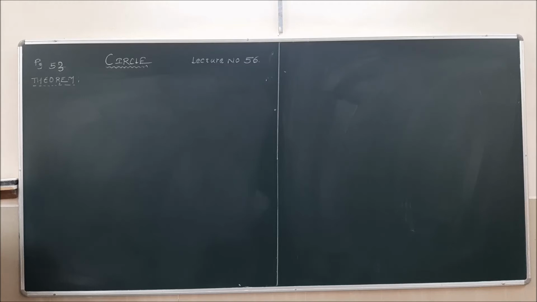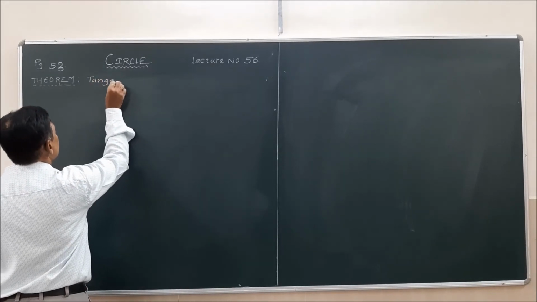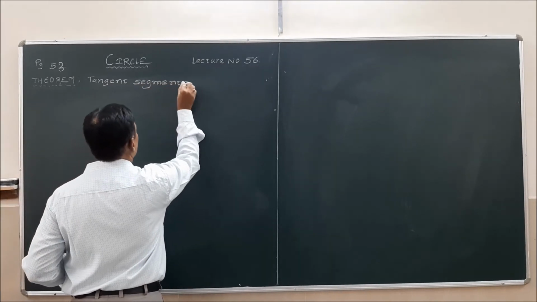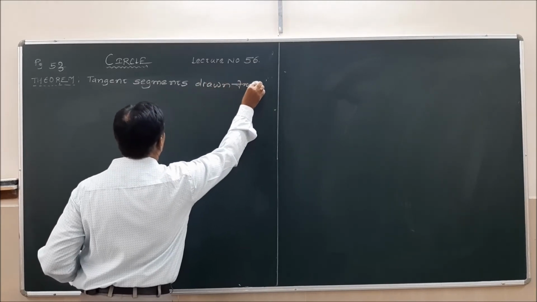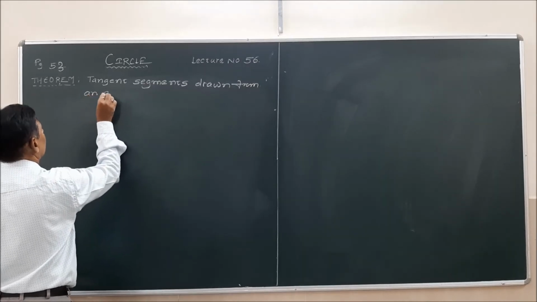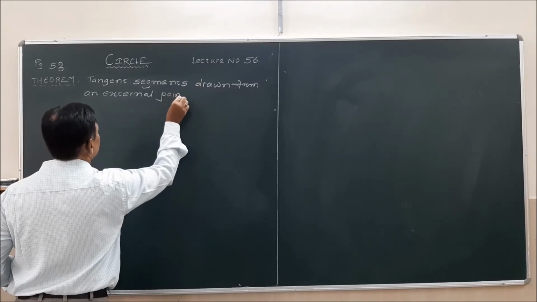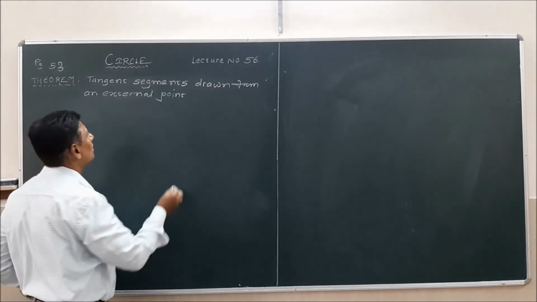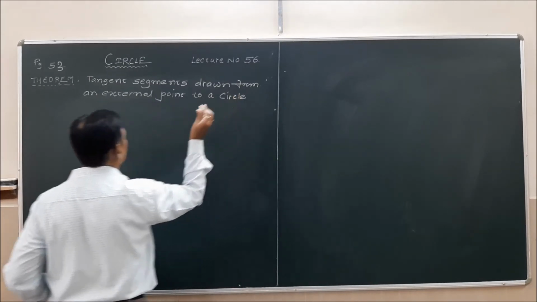And we find the statement: tangent segments drawn from an external point to a circle are congruent.